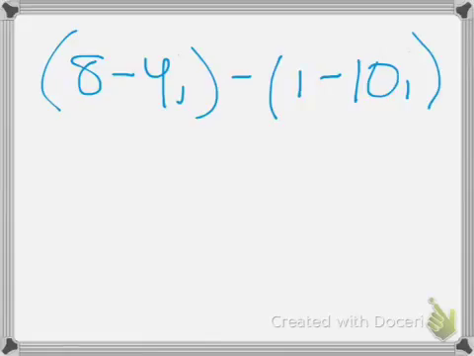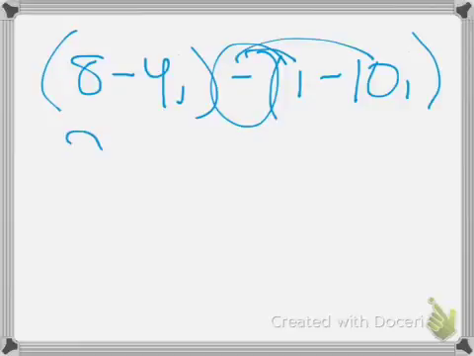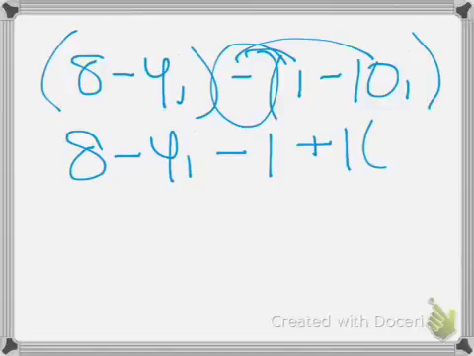As long as there's a positive or negative between the parentheses, all you have to do is combine like terms. But since it's a negative, we have to first distribute it to the 1 and the 10i. So 8 minus 4i minus 1, and since it's negative times a negative, it is plus 10i. Then 8 minus 1 is 7, and -4i plus 10i is 6i. So 7 plus 6i is our answer.